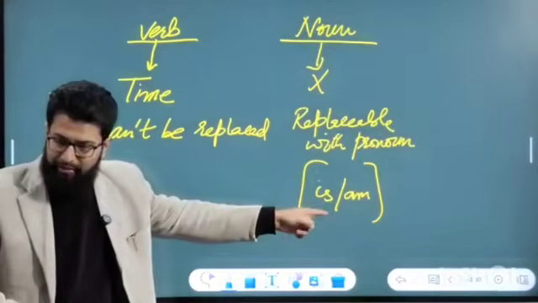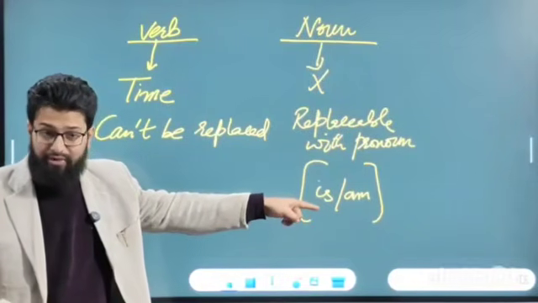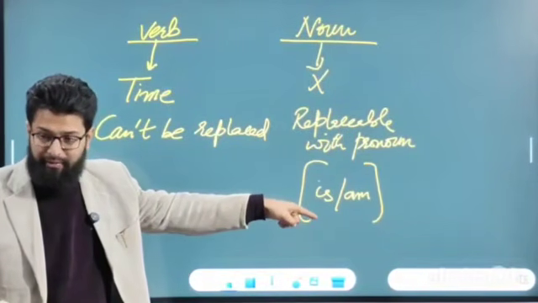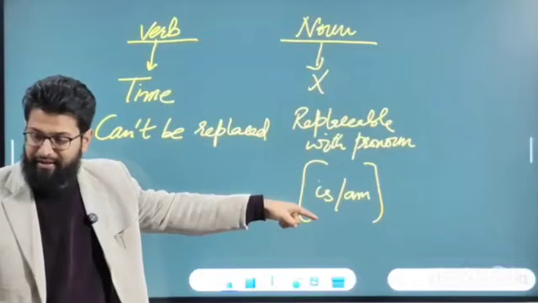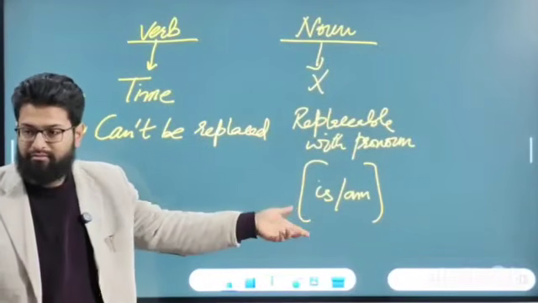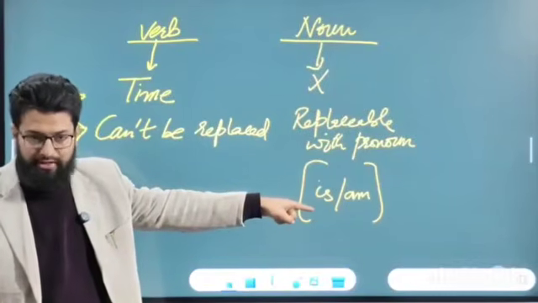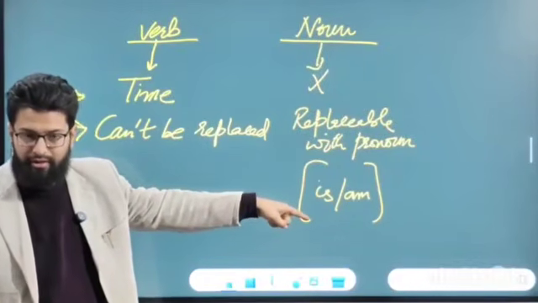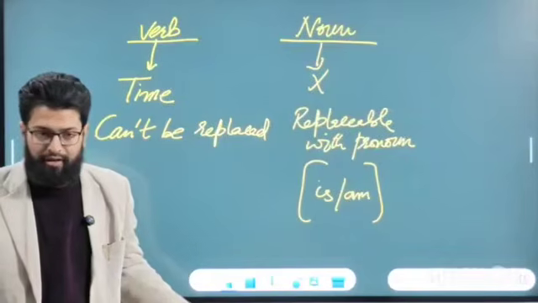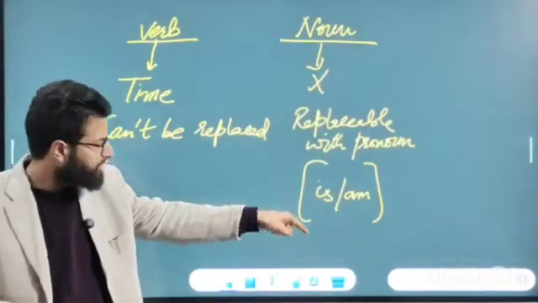Do they tell us about time? Is and am? Think once again. When I use is, does it tell me about time? Yes. What is the past form of is? Was. Am. Present or past? Present. This is present. The past form of am is? Was. So this also shows us time, although this is an additional verb, but this tells us about time.